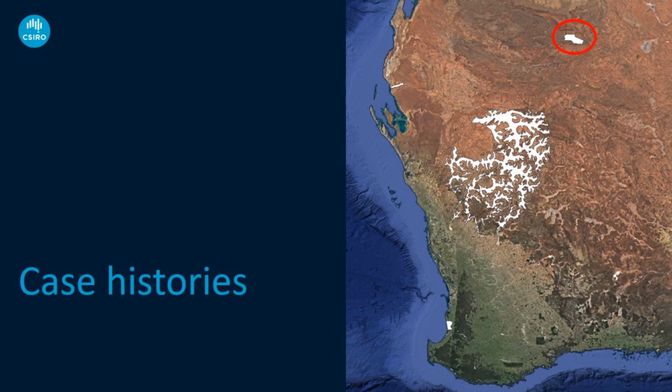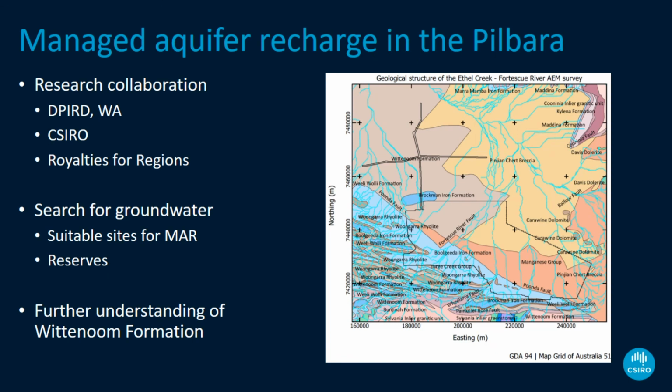Now we're going to move up to Newman and another DPIRD project that we're still working on at the moment. And this is a can of worms. So this is for a managed aquifer recharge in the Pilbara. You know, you've got Newman down here. You've got various mining efforts around here and over here.